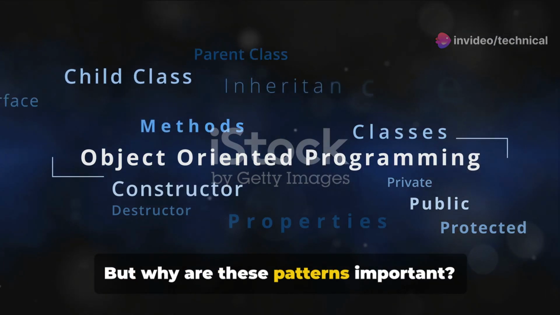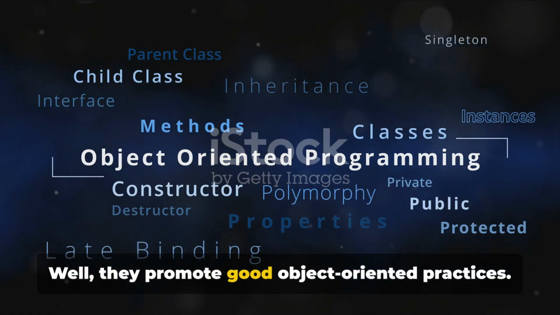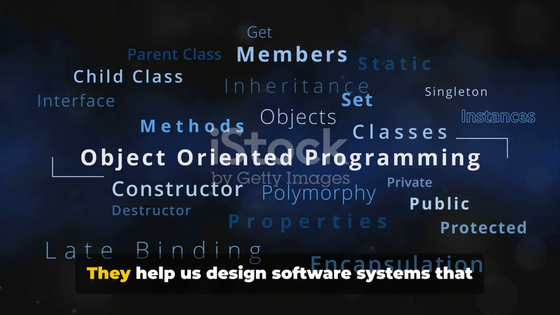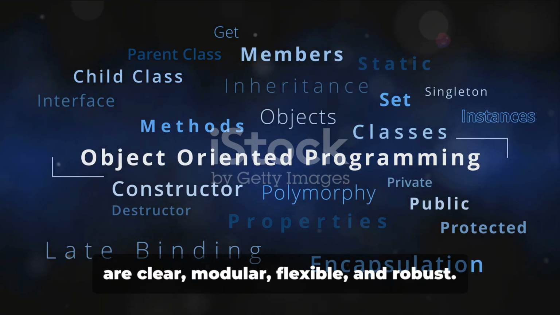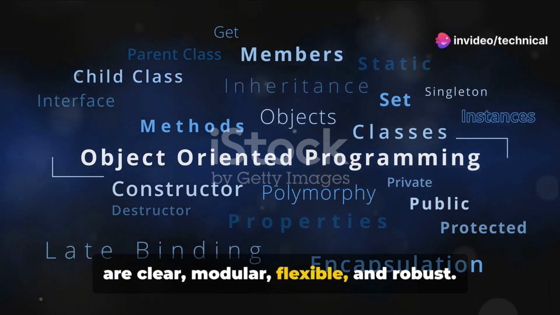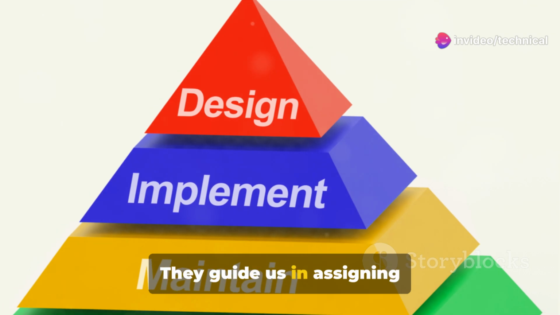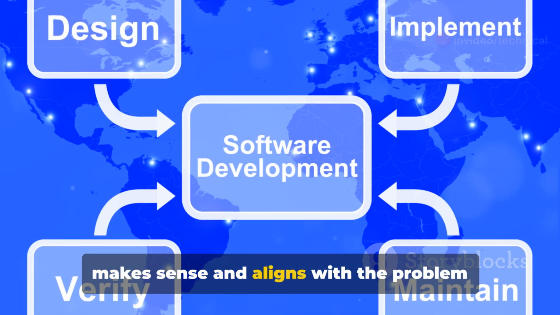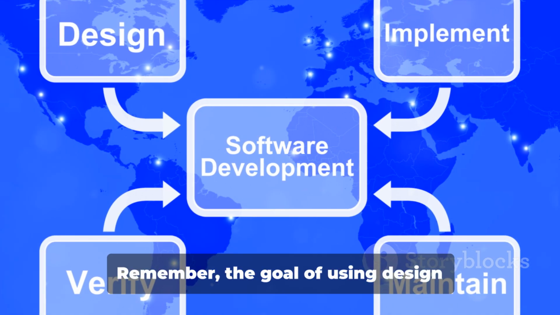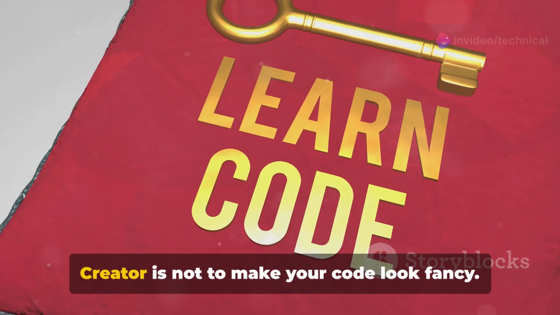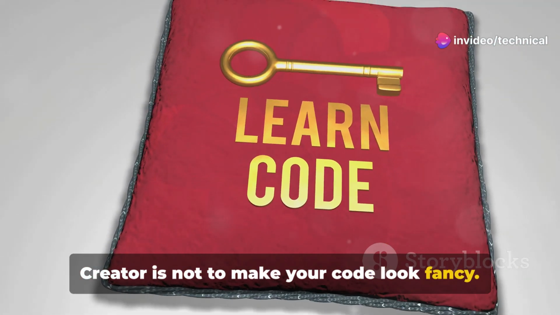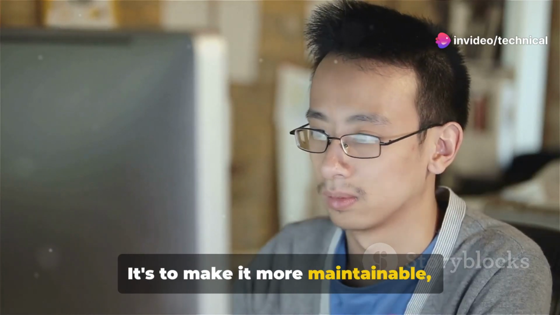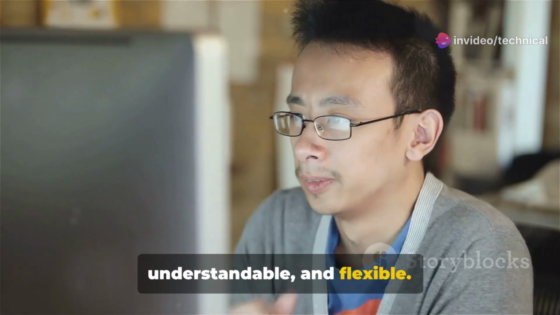But why are these patterns important? Well, they promote good object-oriented practices. They help us design software systems that are clear, modular, flexible, and robust. They guide us in assigning responsibilities to objects in a way that makes sense and aligns with the problem we're trying to solve. Remember, the goal of using design patterns like Information Expert and Creator is not to make your code look fancy. It's to make it more maintainable, understandable, and flexible.